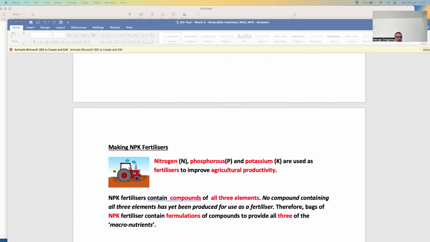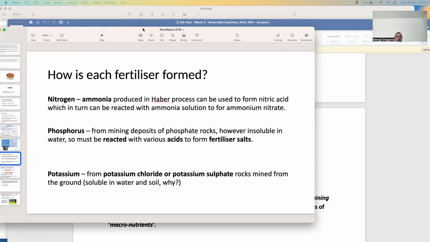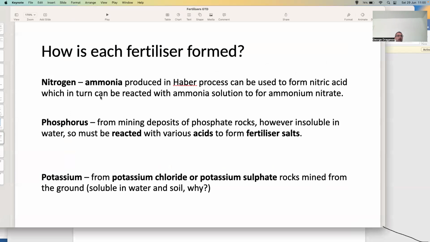Now, how to actually make the fertilizers? So go back here. So nitrogen, we already talked about how to get a fertilizer with nitrogen. You take your ammonia and you react it with nitric acid and you form ammonium nitrate. Or you can use the other acids. Now, for the phosphorus one, as well as having the ammonium phosphate, what you do is you mine some phosphate rocks and then you react them with acids to make fertilizers.